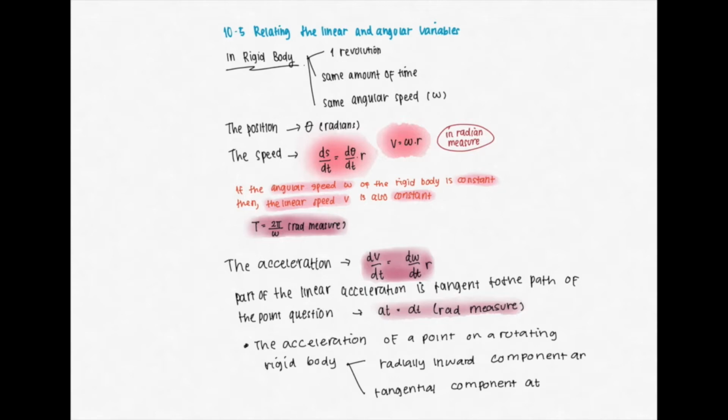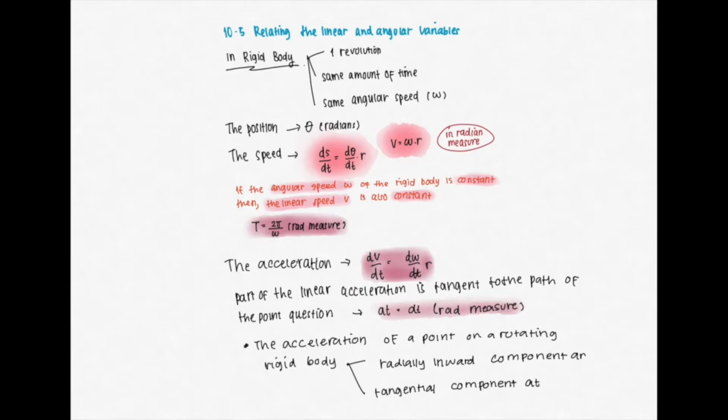If the angular speed omega of the rigid body is constant, then the linear speed v of any point within it is also constant, and the period is T equals 2 pi over omega. The time for one revolution, the period, is the angular distance 2 pi radians traveled in one revolution divided by the angular speed, or rate at which the angle is traveled.